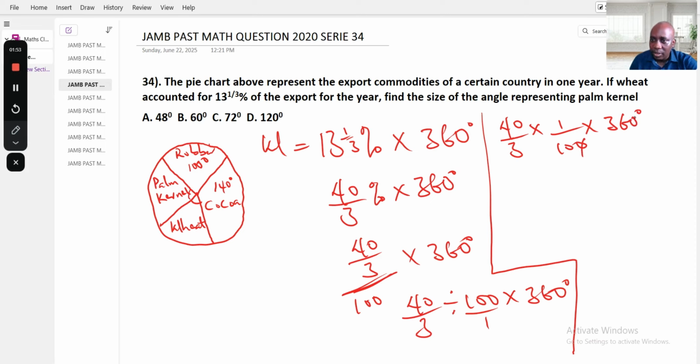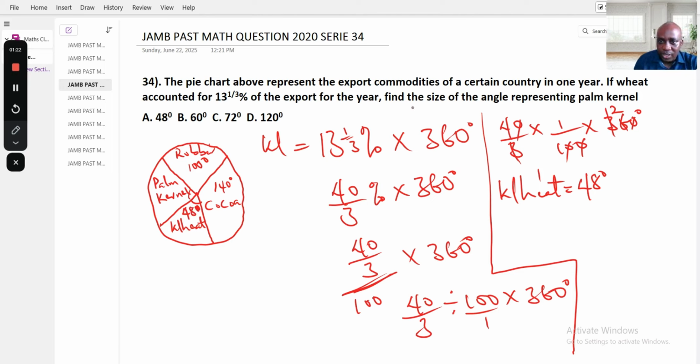0 here is 0 here, 0 here is 0 here. So 3 can still go: 3 here 1, 3 here 120. What do we have left? We have 12 and 4. Therefore, 4 times 12 is going to give me 48. Therefore, 48 degrees for the wheat. The wheat is going to be what? 48 degrees. Let me write 48 here.